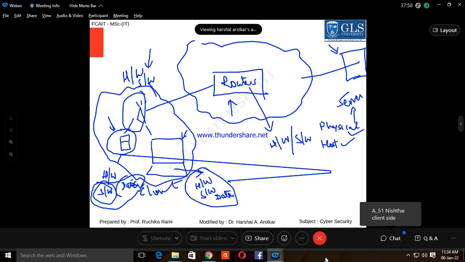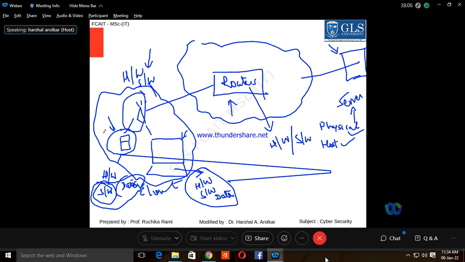Client side. Okay, Nishta is saying it is client side. Yes, but at the client side, what do we have? What can I see? Because I have used a mobile device, an access point, and a laptop, and I am showing you connectivity between them. So if any two devices are connected, what do we create?